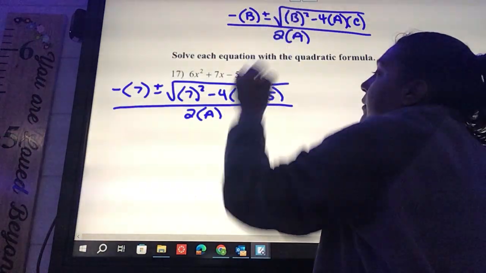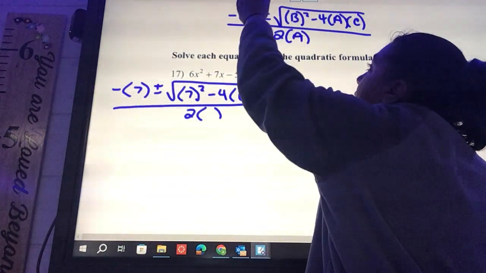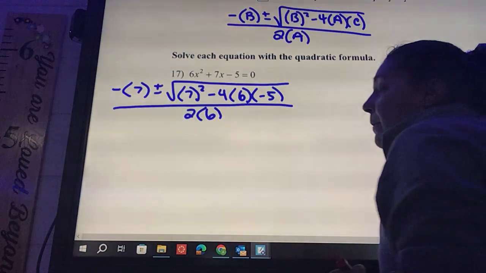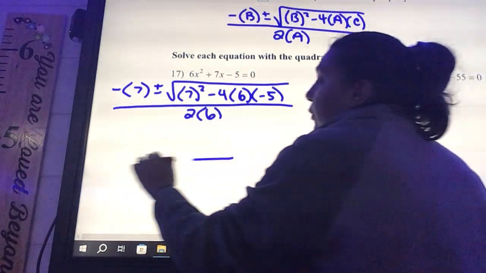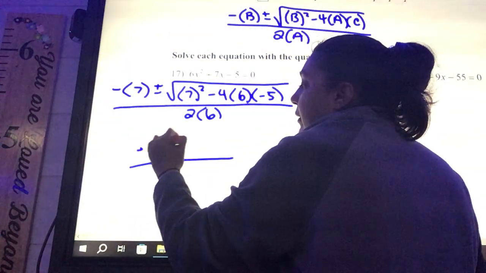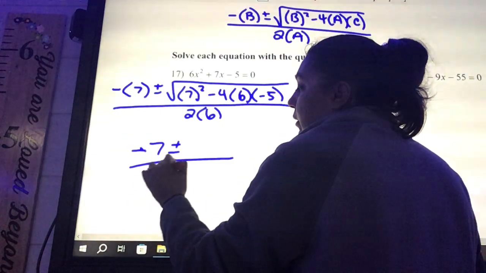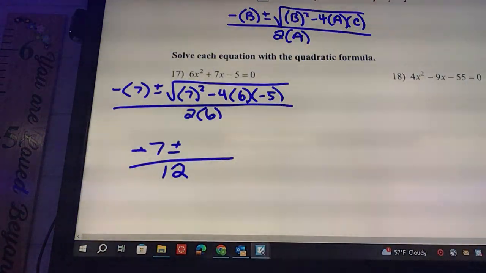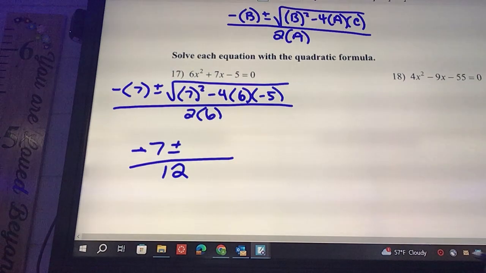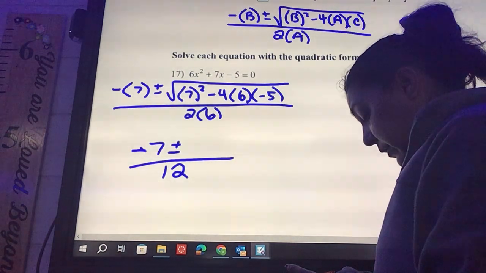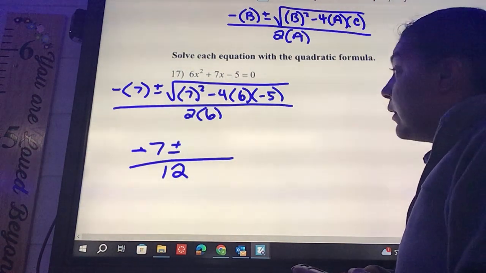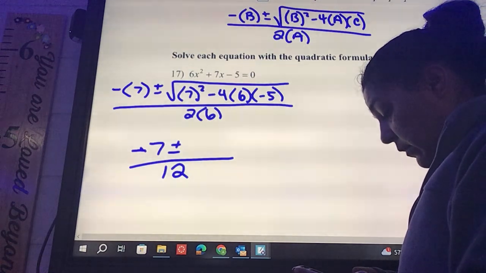Oh my god. Times 6, not a. I mean, it is a, but a is 6. Okay, so I know for up here, I'm gonna get a negative 7 plus or minus and a 12 on the bottom. 2 times 6 is 12. Okay, you're gonna type your square root button and everything underneath of it.